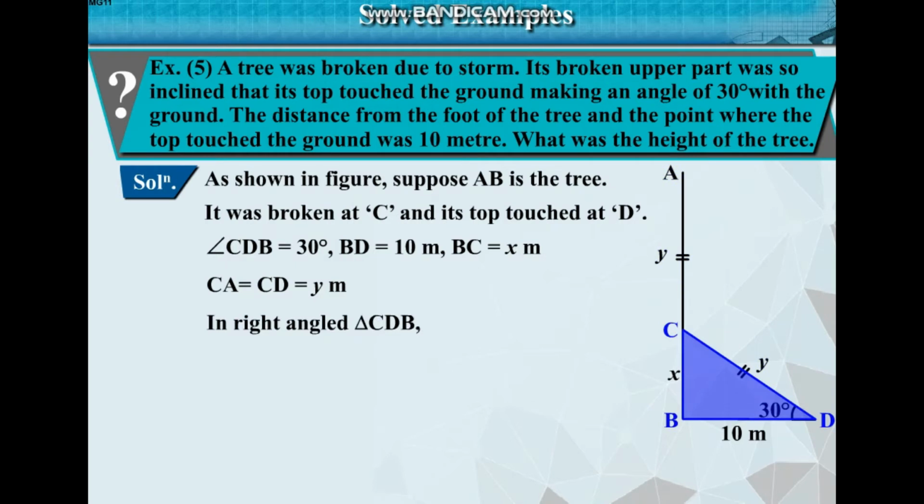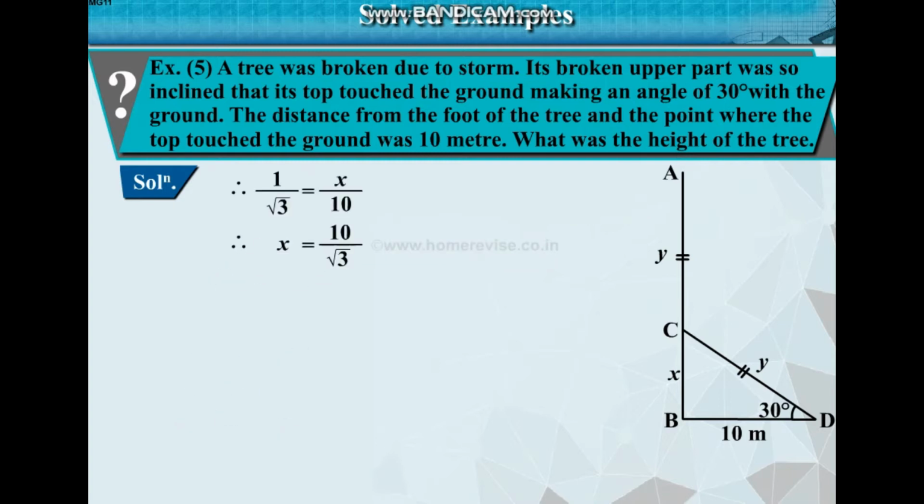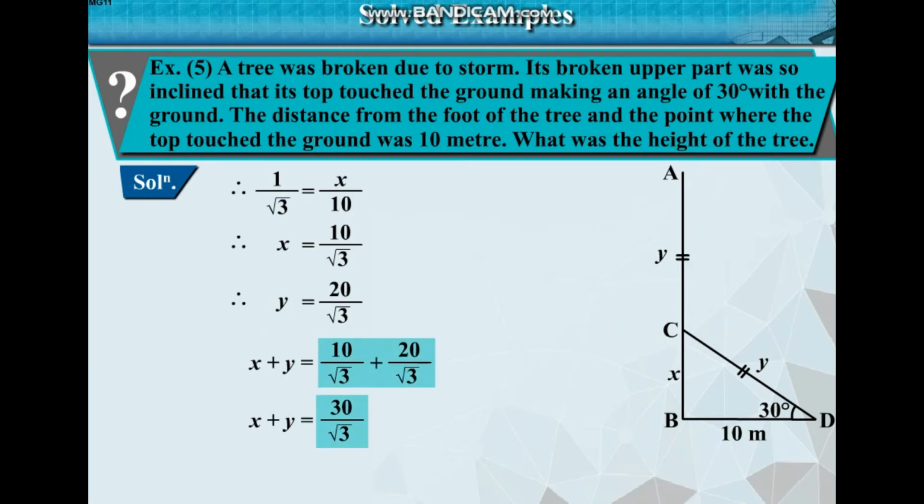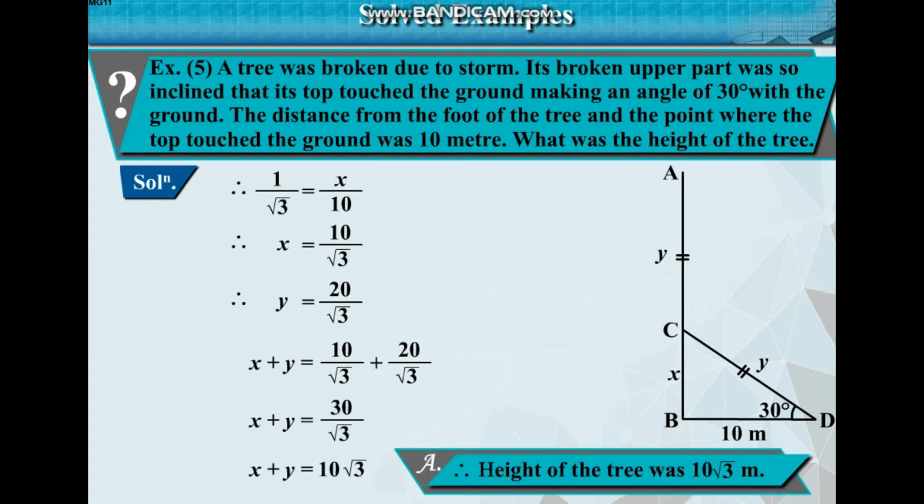In right-angled triangle CDB, tan 30 degrees is equal to BC upon BD. 1 upon root 3 is equal to X upon 10. Therefore, X is equal to 10 upon root 3. Therefore, Y is equal to 20 upon root 3. X plus Y is equal to 10 upon root 3 plus 20 upon root 3, which is equal to 30 upon root 3. X plus Y is equal to 10 root 3. Therefore, height of the tree was 10 root 3 meters.